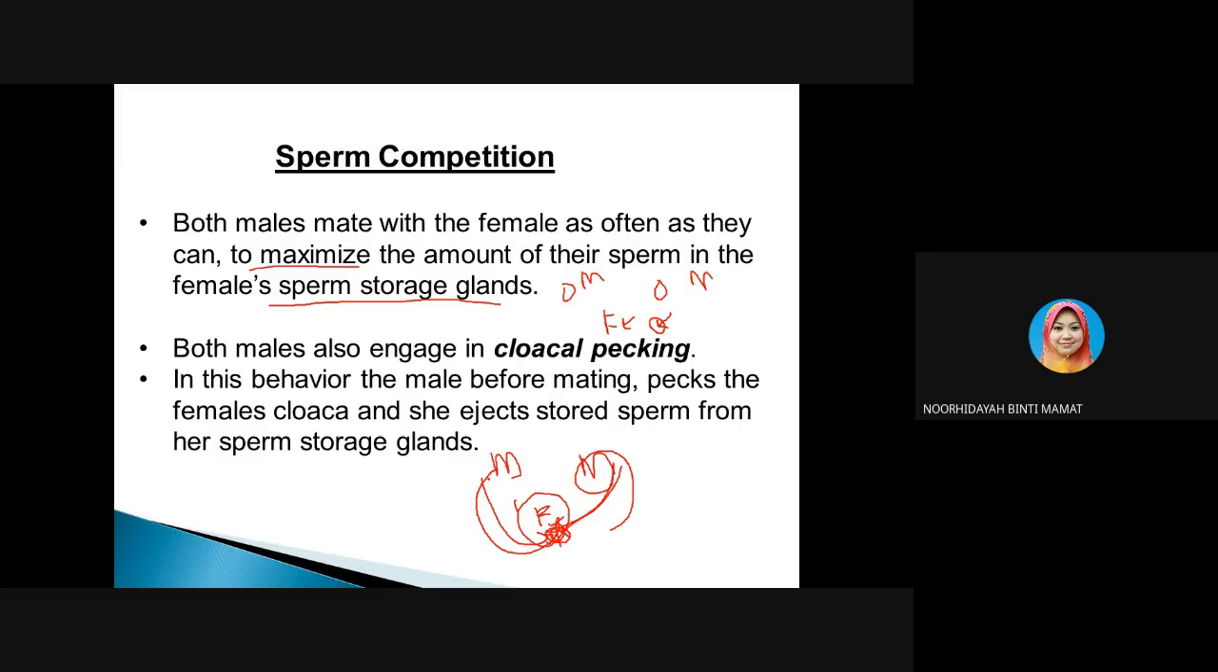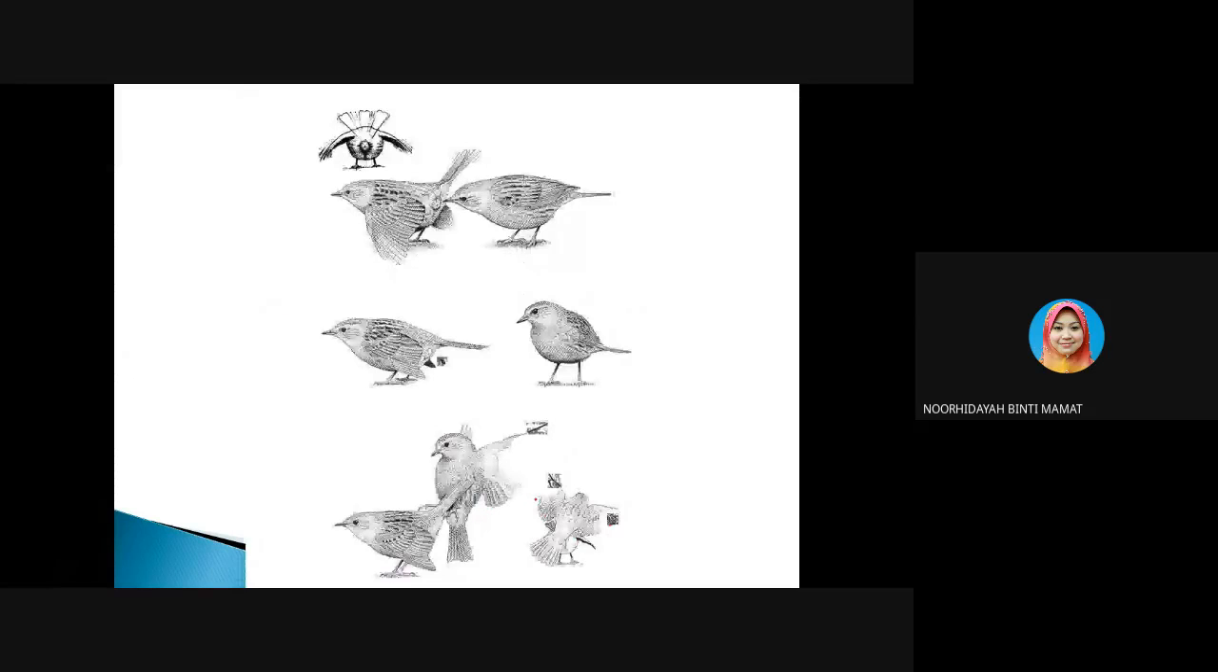Okay, so both males will mate with the female as often as they can, and before that they will engage in cloacal pecking in order to ensure that the female will fertilize their own eggs. So this is what we call sperm competition. They compete for the sperm.